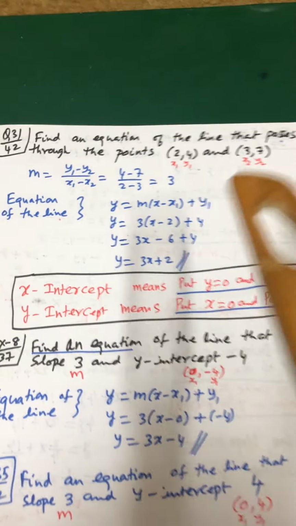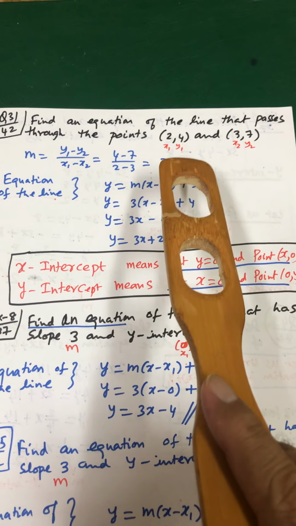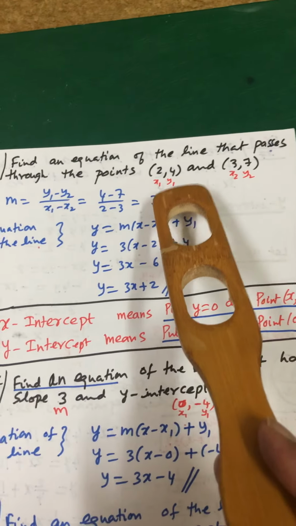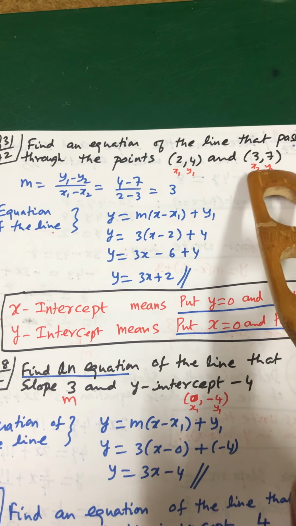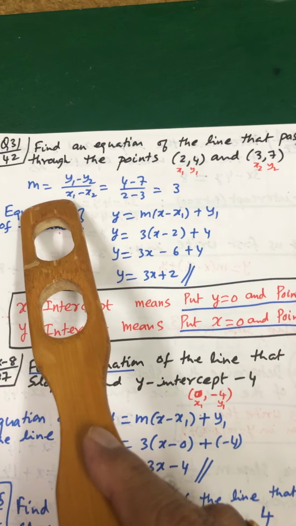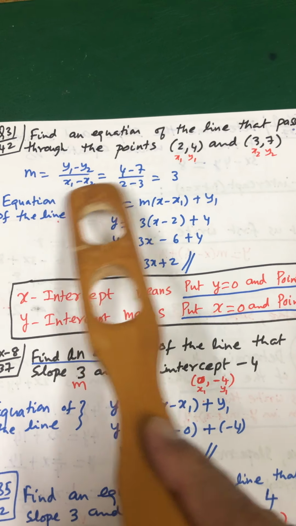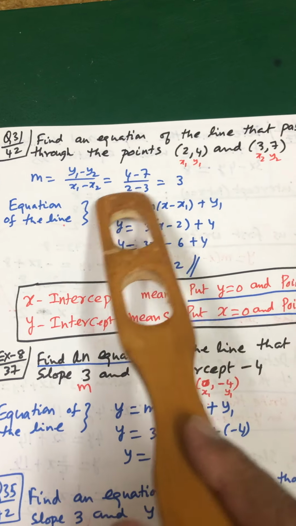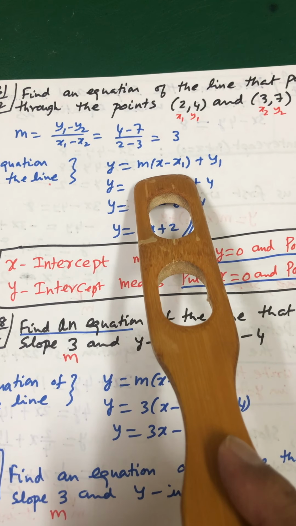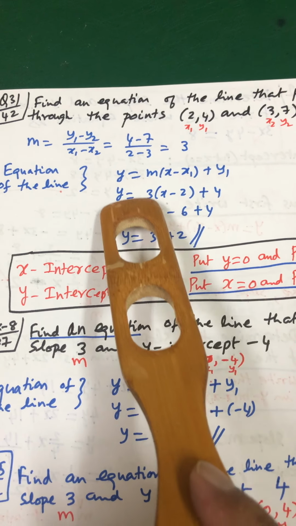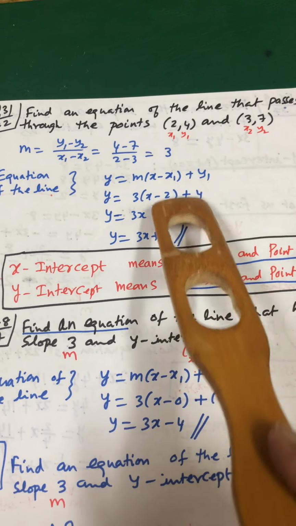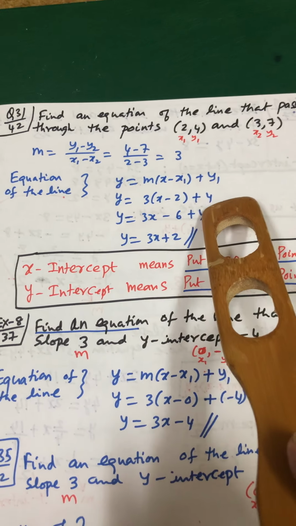Find the equation of the line that passes through the points (2, 4) and (3, 7). The same question, 2 points are given here also. So what are the 3 steps you have to have? Point, slope and equation. The point is already there. Now we will calculate the slope. y1 minus y2 over x1 minus x2, that is 4 minus 7 over 2 minus 3. Use a calculator, you get 3. For the equation of the line, this is the formula. y is equal to m multiply (x minus x1) plus y1. So y is equal to 3 times (x minus x1, which is 2) plus y1, which is 4.